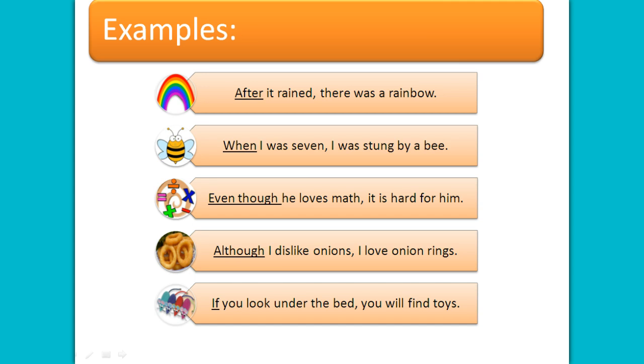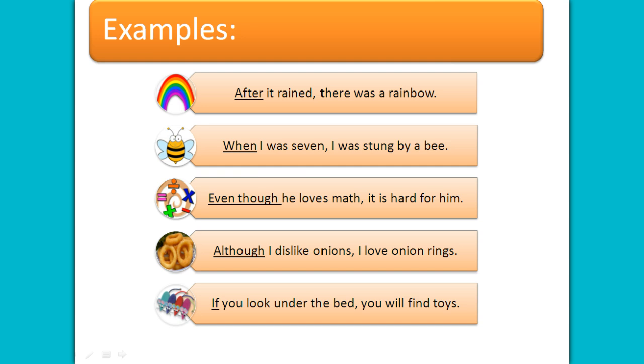After it rained, there was a rainbow. After is the connecting word or subordinating conjunction. It also has a subject and a verb. It rained is the dependent clause at the beginning. But if you say after it rained all by itself, it doesn't make sense. You're waiting for the rest of the sentence. There was a rainbow is an independent clause that you can say by itself. Rainbow is the subject and was is the verb, and you understand what I'm saying when you say there was a rainbow. So we have at the beginning, after it rained, a dependent clause followed by a comma and then an independent clause, there was a rainbow.